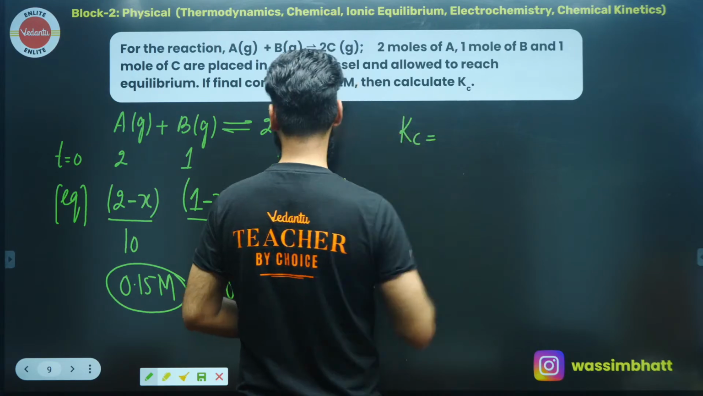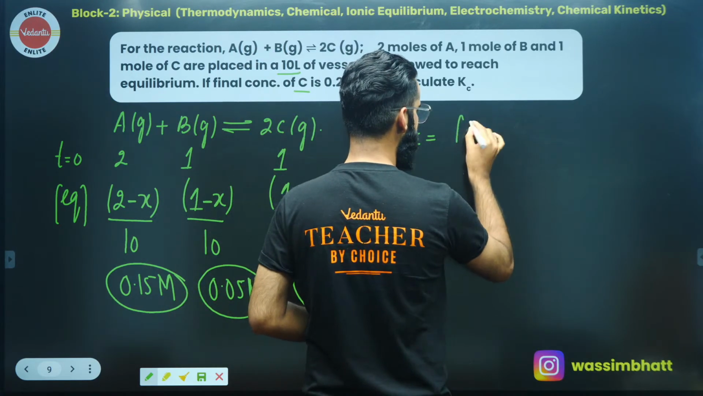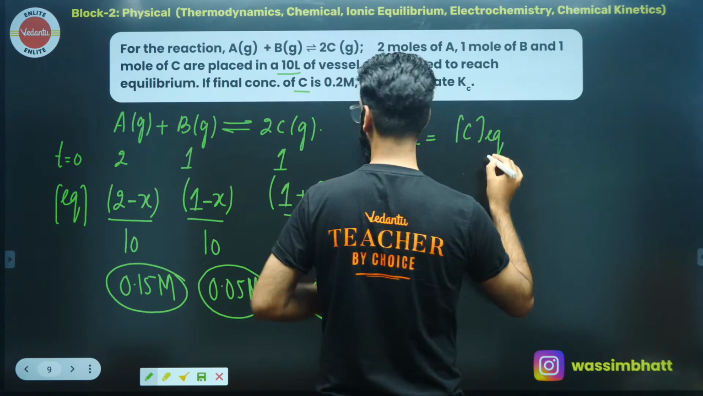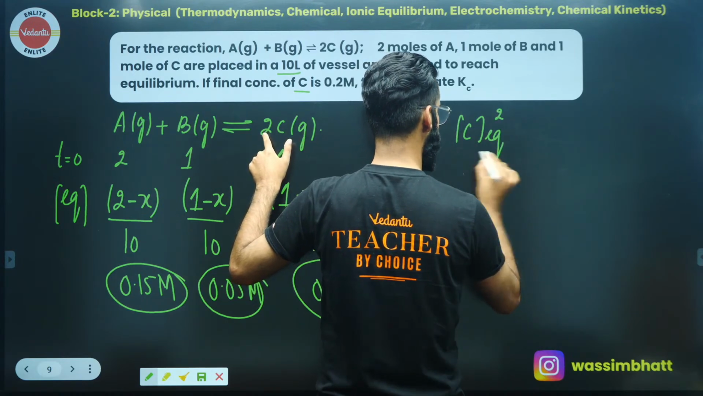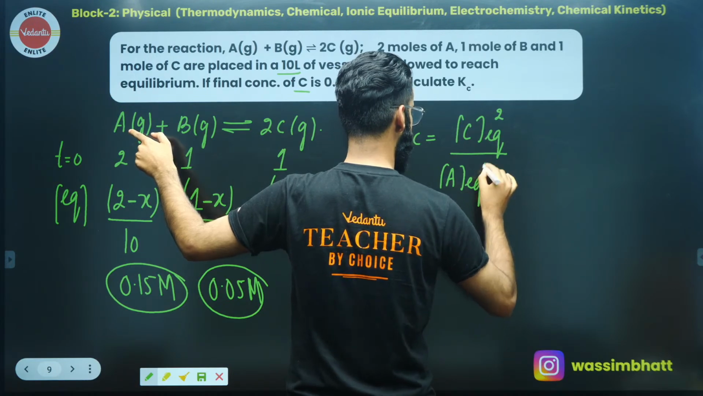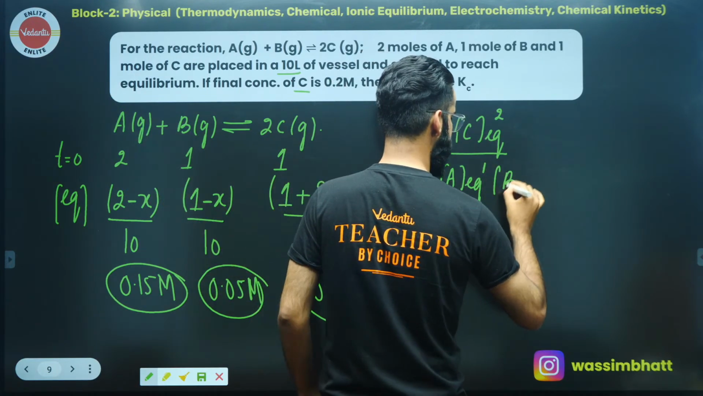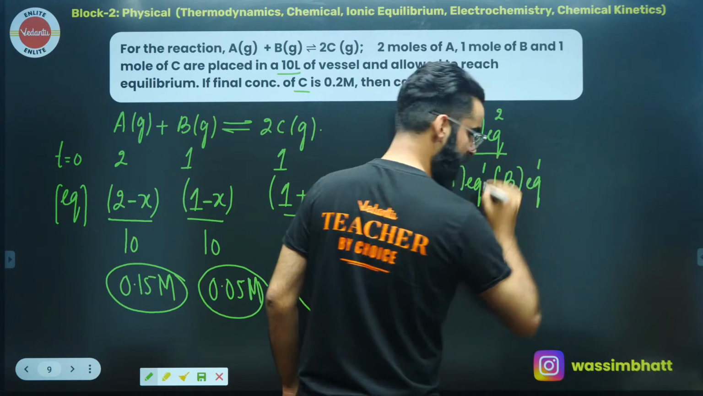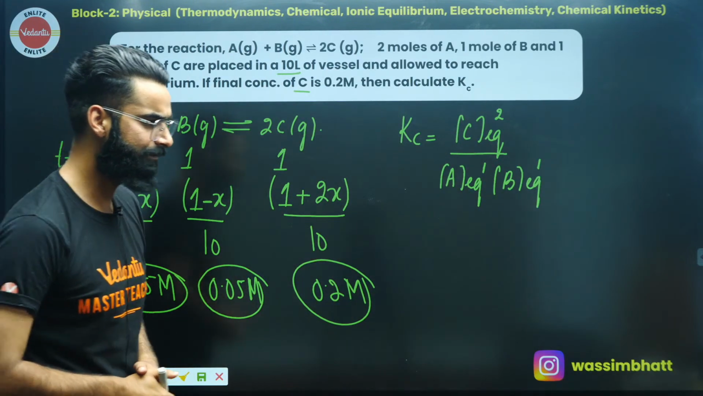Kc expression, how do we write? We start with the products. I'll write the concentration of C present in the container at equilibrium raised to the power of its stoichiometric coefficient 2, divided by the concentration of A in the container at equilibrium raised to its stoichiometric coefficient 1, multiplied by the concentration of B at equilibrium raised to its stoichiometric coefficient 1, right? That's what we'll be doing.